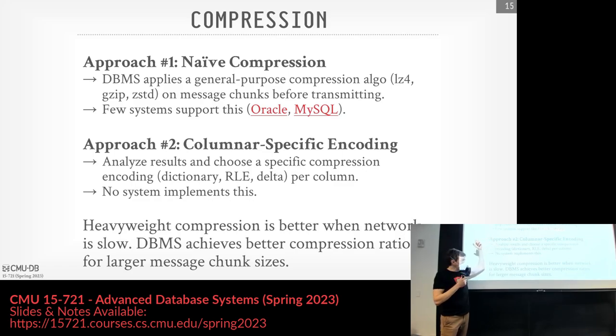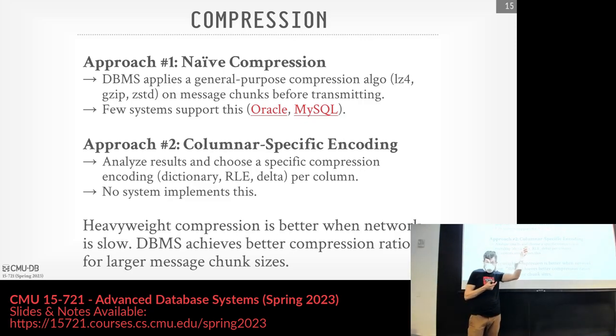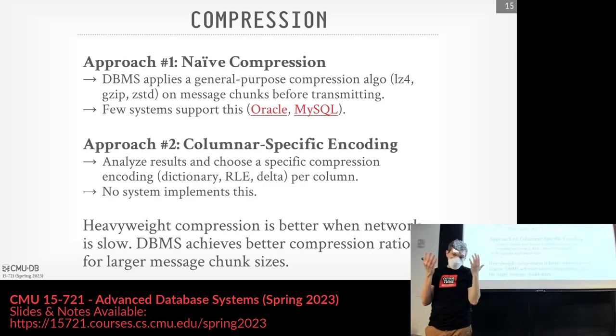There's the very specific, columnar-specific encoding. So this is dictionary encoding, RLE, bit packing, delta encoding, all those techniques we talked about before, where the data system looks at the result set and figures out the best compression scheme for each individual column. And of course, nobody does this because you'd have to not only implement this on the server side to compress the data as it comes out, you'd also have to implement it on the driver side to decompress it. And that would be inefficient. You're assuming that the client is going to have enough horsepower for this.